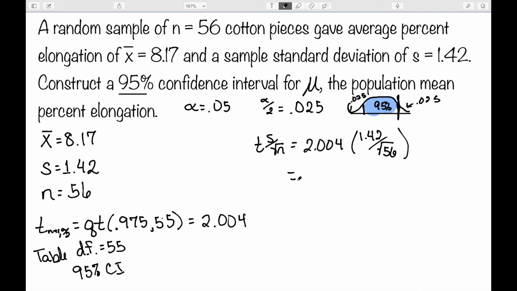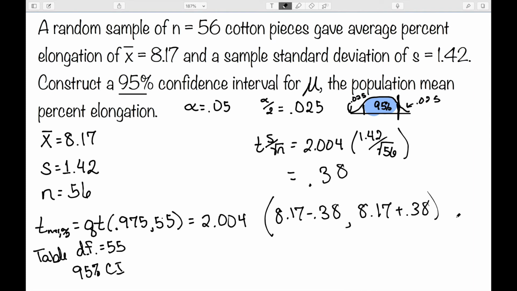And when I do that, I get roughly 0.38. So my actual confidence interval would be my sample mean minus 0.38 and my sample mean plus 0.38. That would give me 7.79 and 8.55. So there's a 95% chance that the actual population mean is somewhere between 7.79 and 8.55.